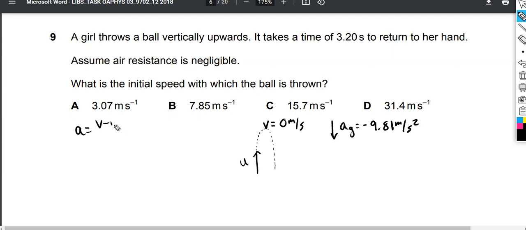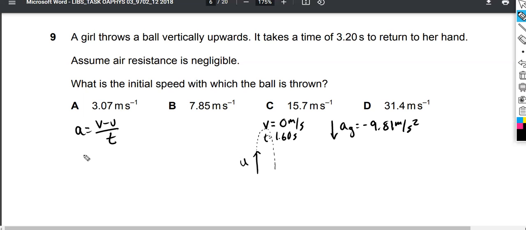Acceleration is the rate of change of velocity, so the difference in velocity per time. If it took 3.2 seconds to return to her hand, and that means with negligible air resistance, it took a time of 1.60 seconds to reach this speed of 0 meters per second at the top of its flight. So it was accelerated up to that point.